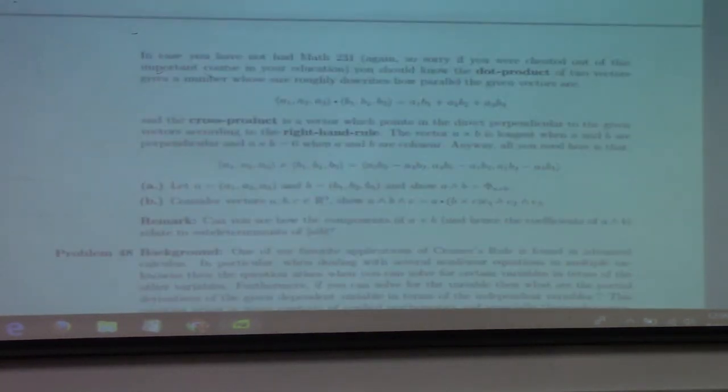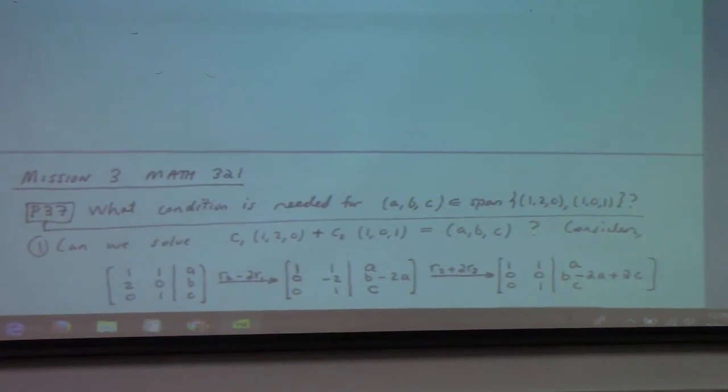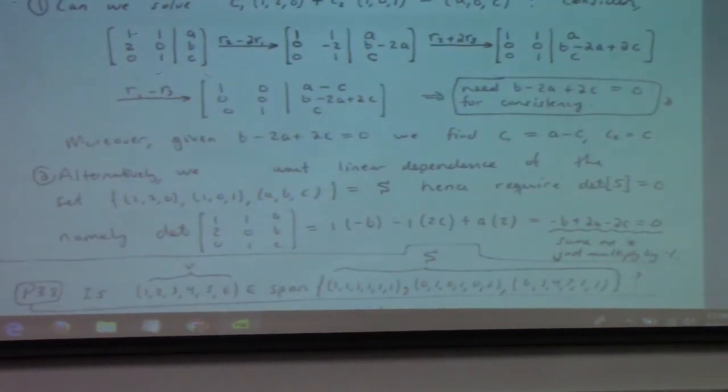Let's look at my solutions to the first few problems. Problem 37, what condition is needed for ABC to be in the span of that? So the first way you might solve it is just try to solve the spanning equation, right? Try to find C1 and C2 such that that plus that is ABC.